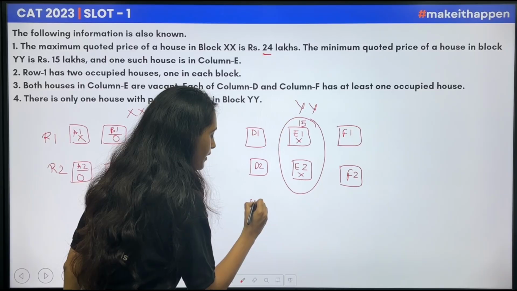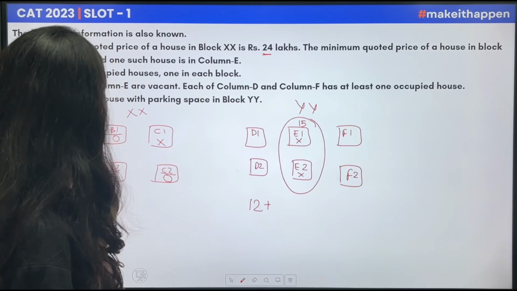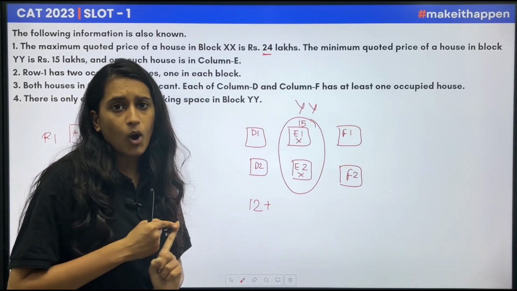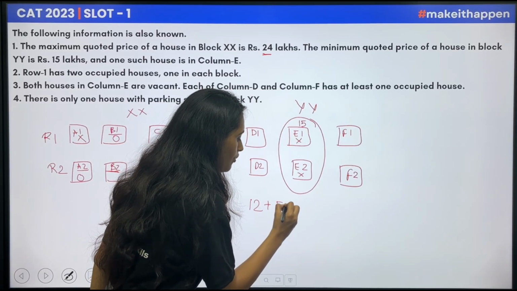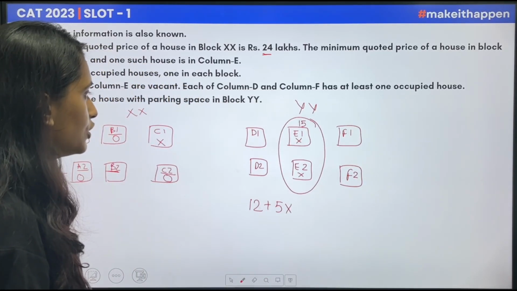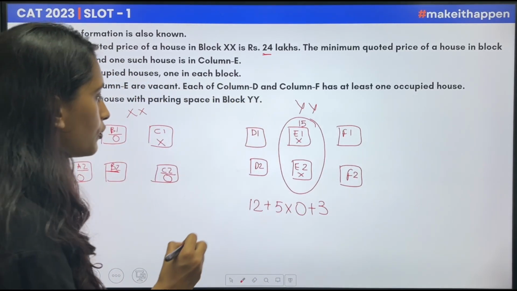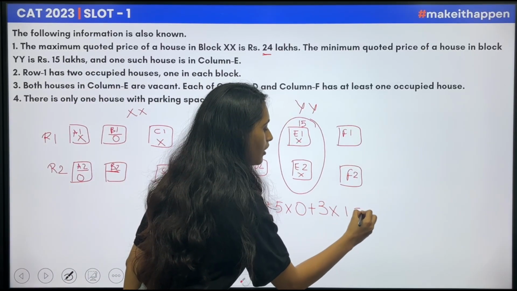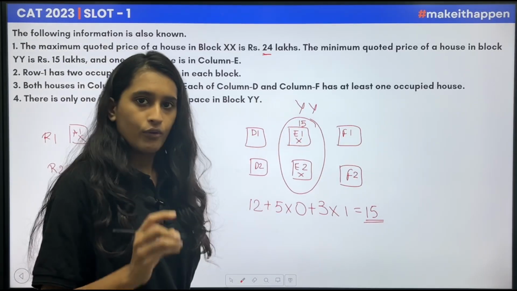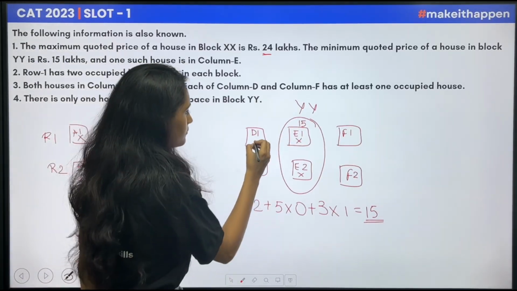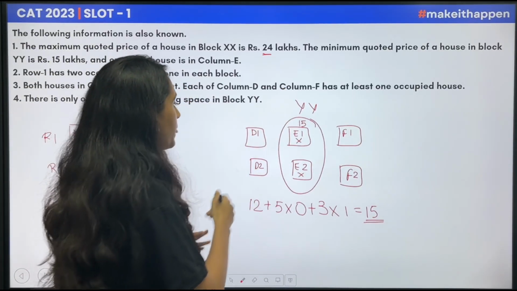If this has a parking space, we are told that there is only one house with parking space in block YY. So if it has a parking space, then 12 plus 5 into the road adjacency value, which would be 0, and the neighbor count will come out to be 1, that will give me 15. So either D1 or F1 will be occupied. If D1 is occupied, we are told that at least one of the houses is occupied.